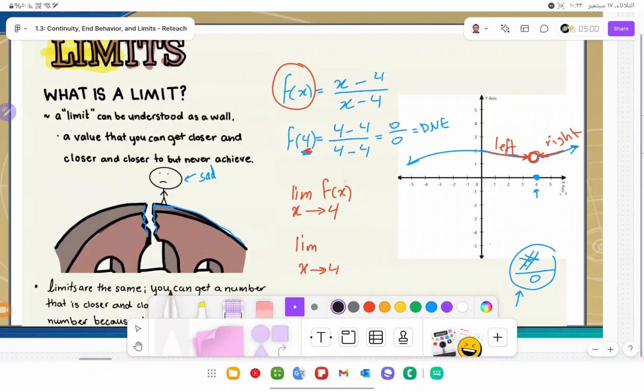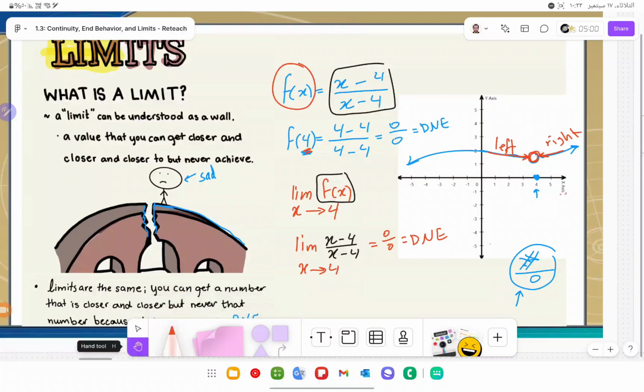Now, what is f of x? What is the function f of x? The function is this one here, right? So I can replace f of x and write (x minus 4) over (x minus 4). So the answer for this one is 0 over 0, which does not exist. So you replace x with only 4, then you get the answer. Okay, so this is in general how we can identify and understand limits.